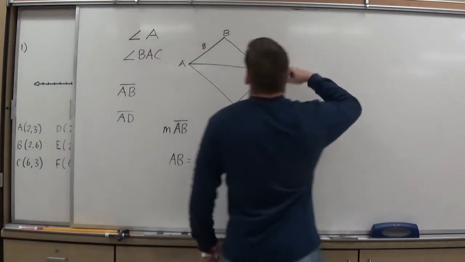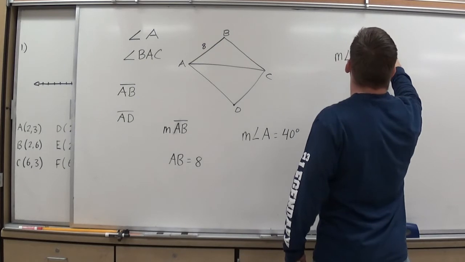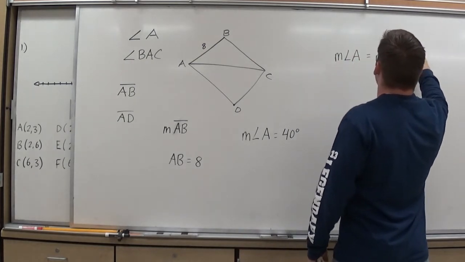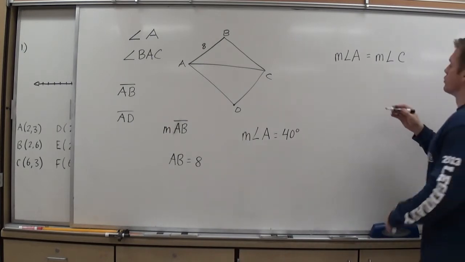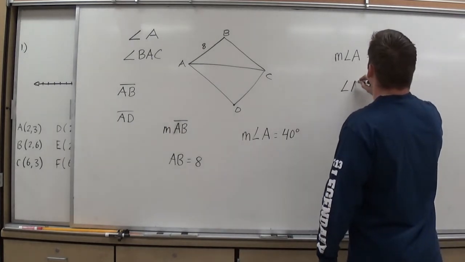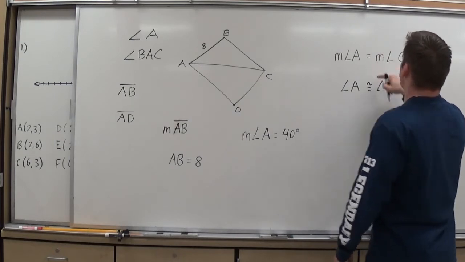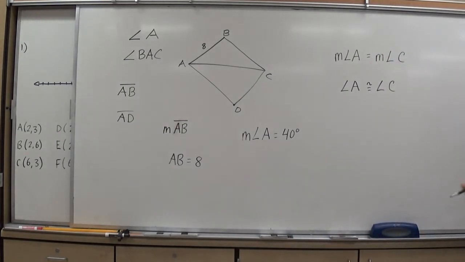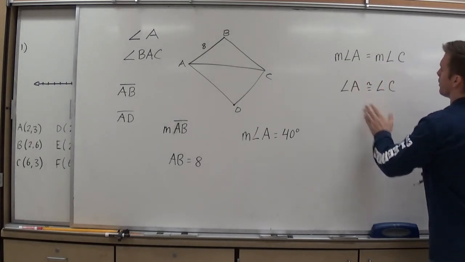Now, let's just say, for example, that the measure of angle A is exactly the same as the measure of angle C. If that's true, then they are what we call congruent. And when things are congruent, it means they have the same measure. So I can then state that angle A is congruent to angle C. So if I can prove their measure the same, I can now say that they are actually congruent.